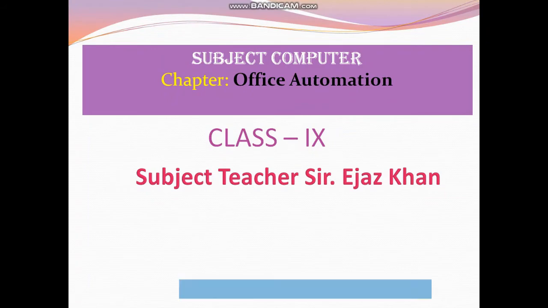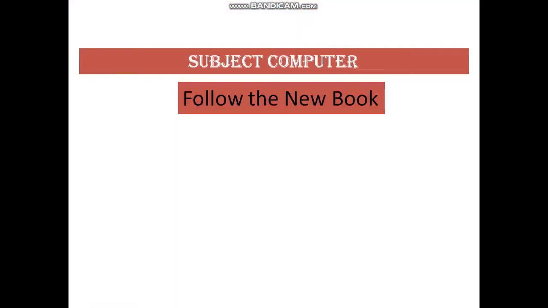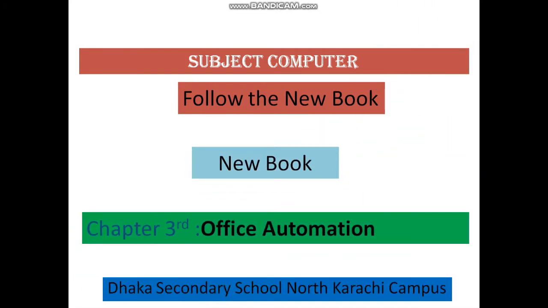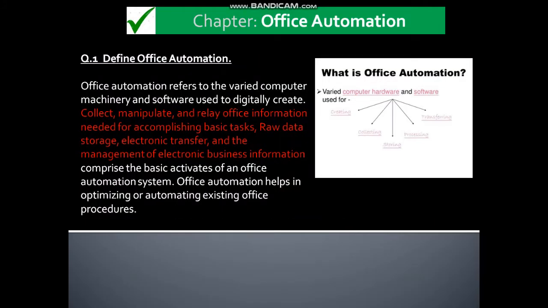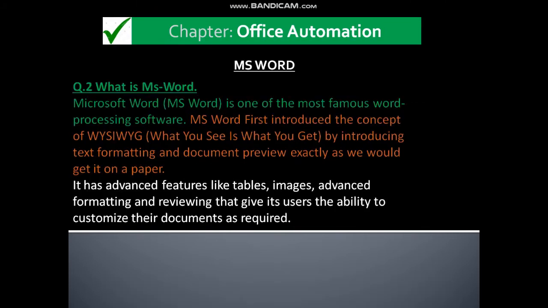Today our chapter is office automation. Chapter 3 is office automation. It is used to collect, manipulate and relay office information needed to accomplish basic tasks, raw data storage, electronic transfer and the management of electronic business information.